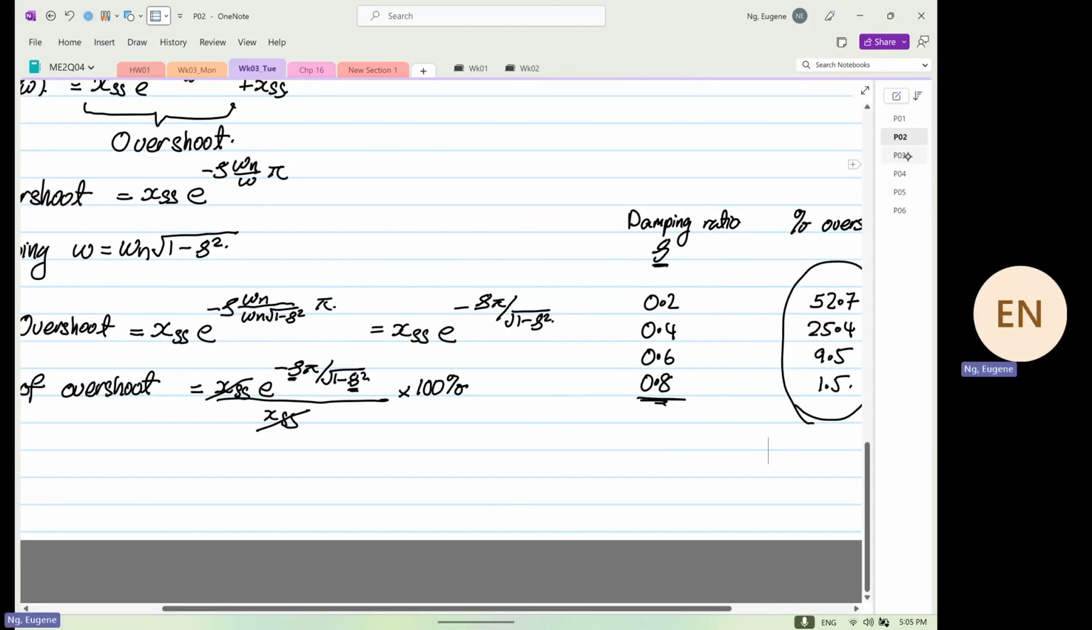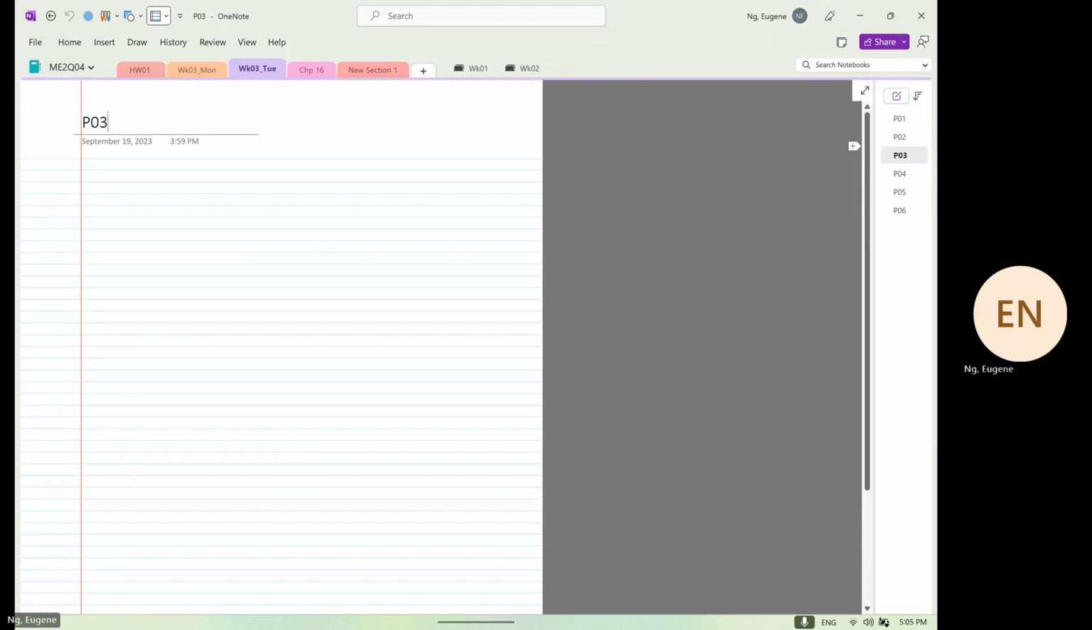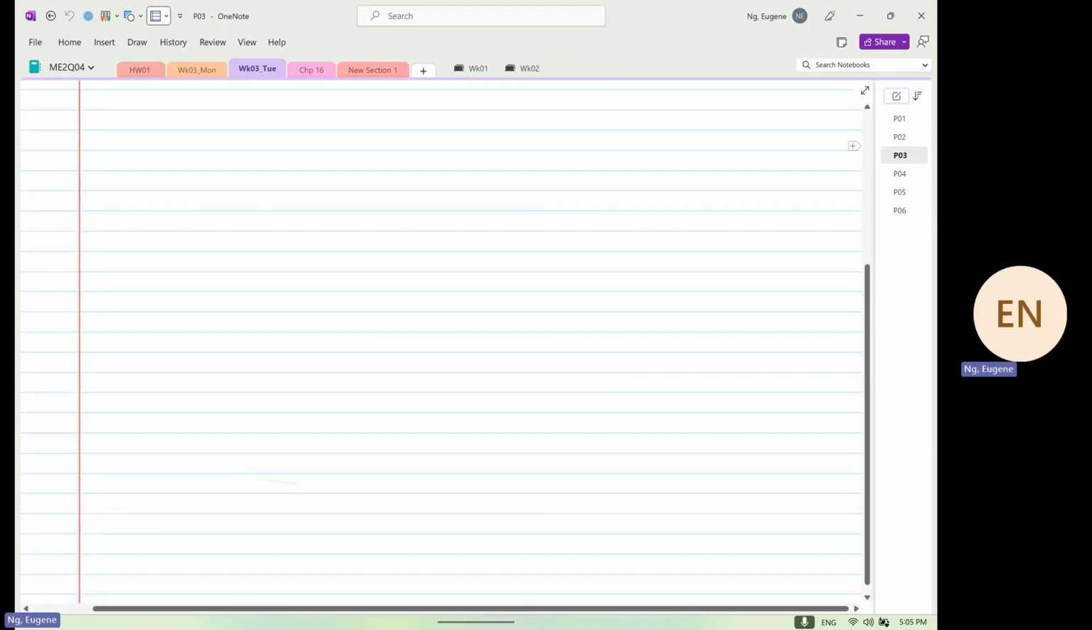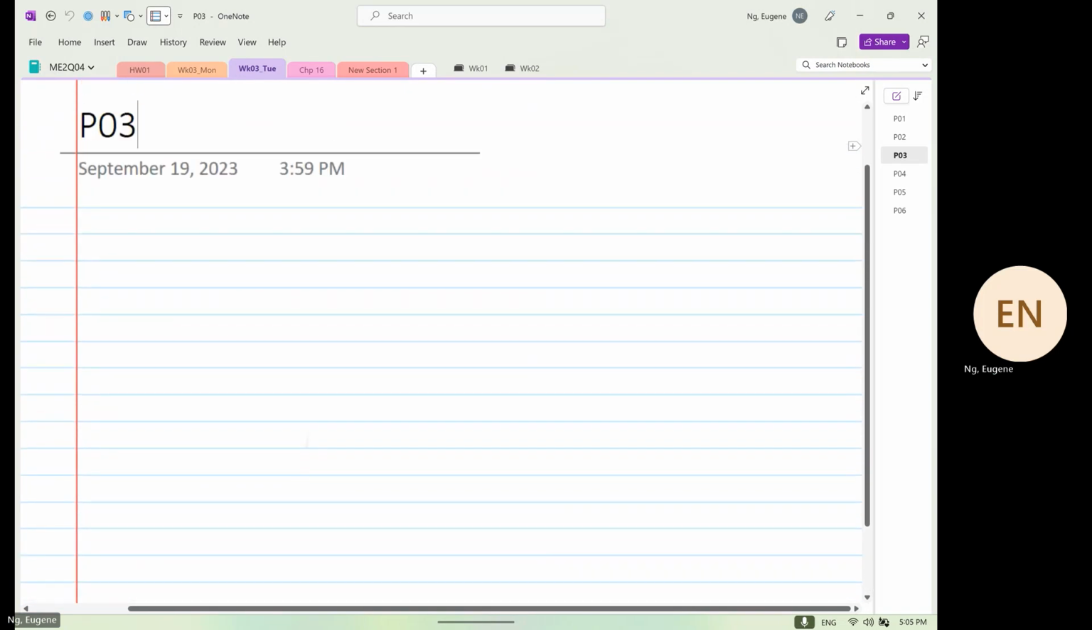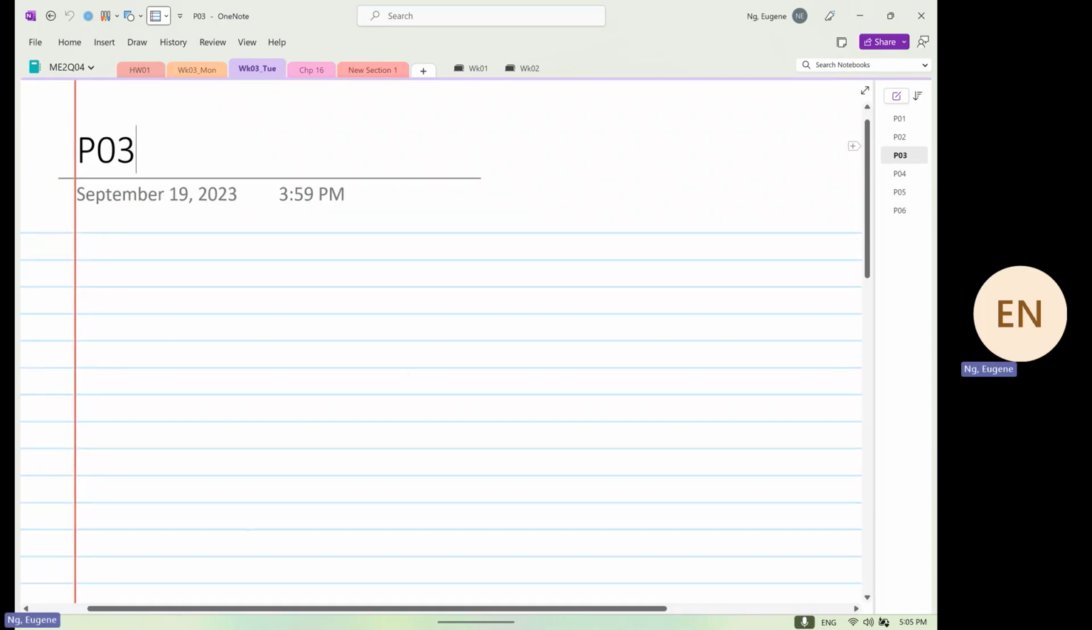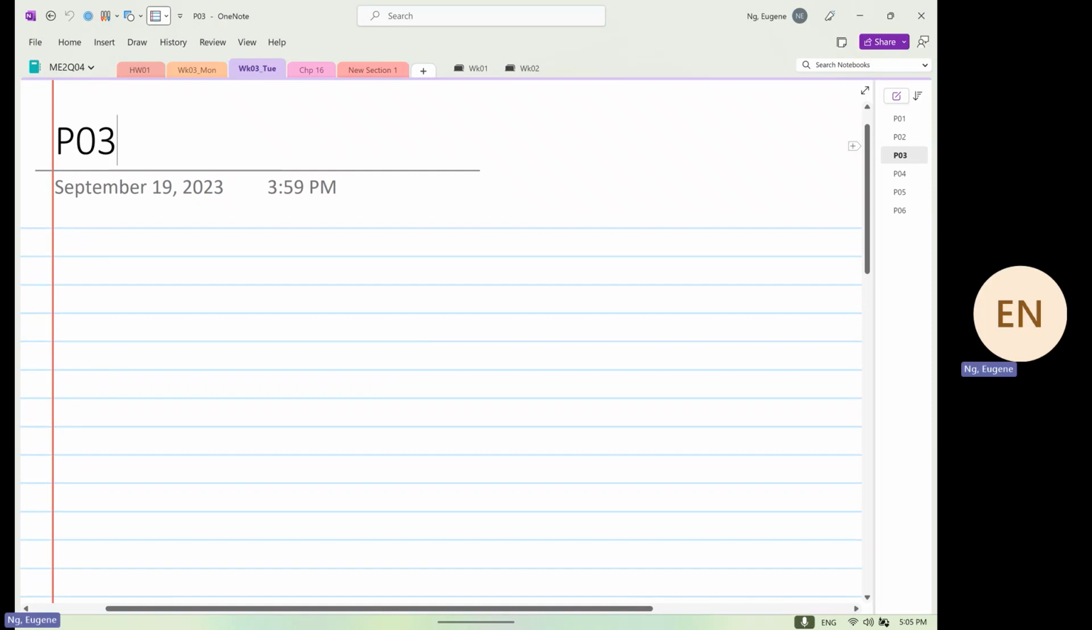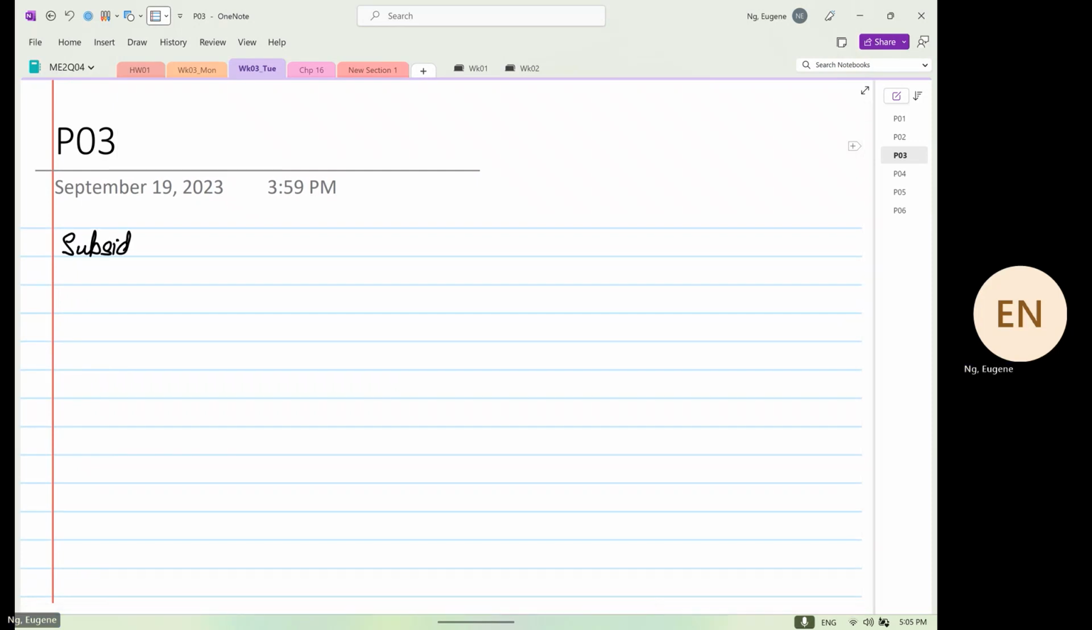So the next one that we are going to find out is known as the subsidence ratio. And I hope this is big enough. Subsidence ratio. The words are big enough. You can see.